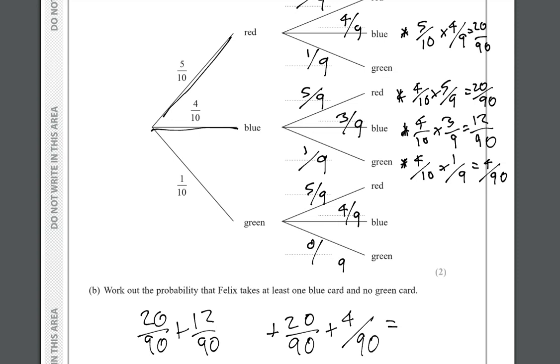Third time lucky. Let's try reading the question. 20, 40, 52, 56 out of 90.